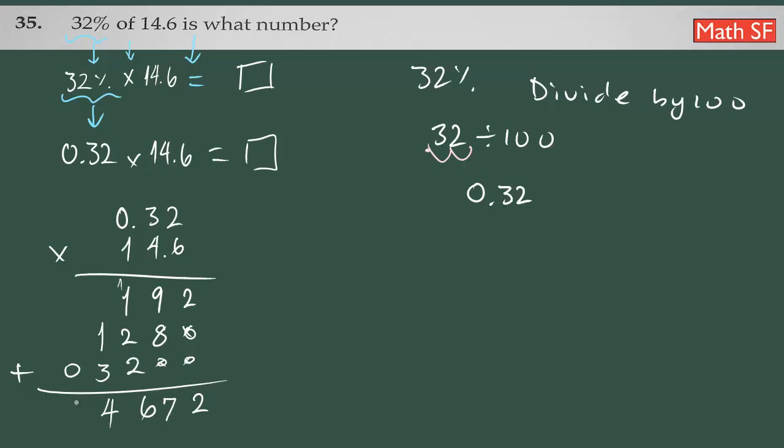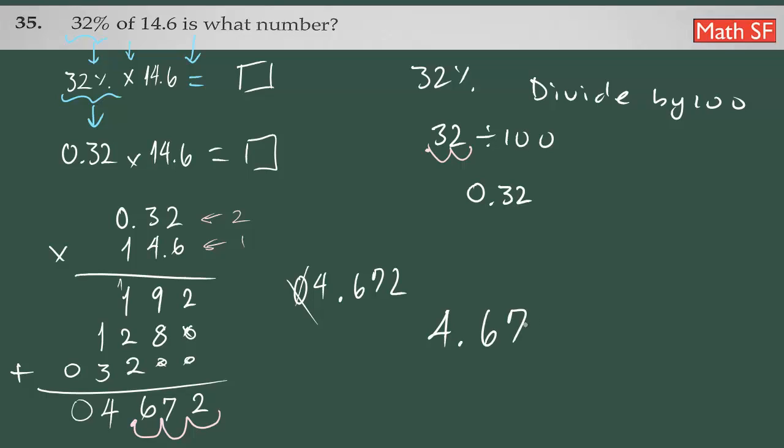And this is a 0. Okay, now how many decimals do I have in total? 1, 2, 3. Let's count it again. 2 decimals on top, and 1 decimal here. So in total it is 3 decimals. 1, 2, 3 spaces. So our answer is going to be what? 04.672. Well, we don't write the 0 here, so our answer must be 4.672.